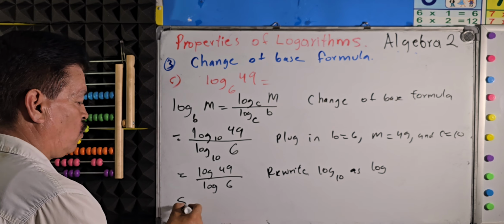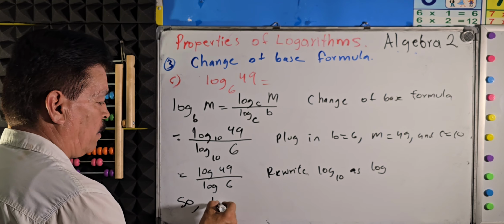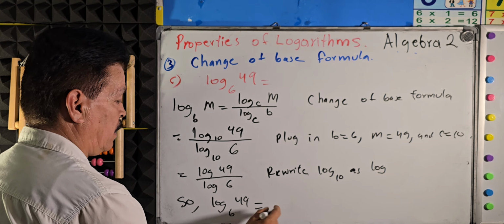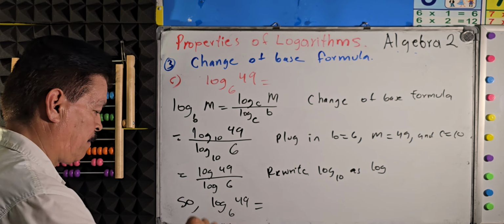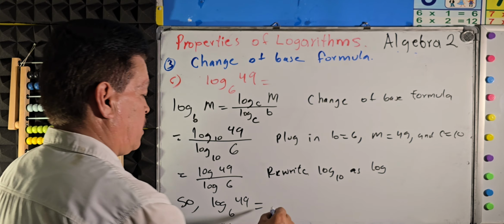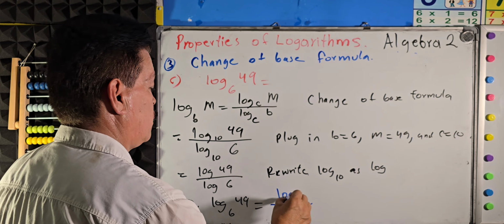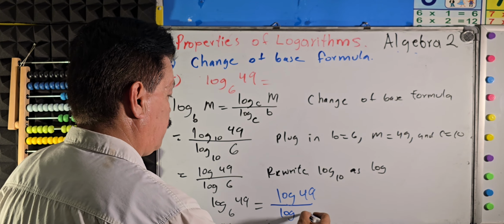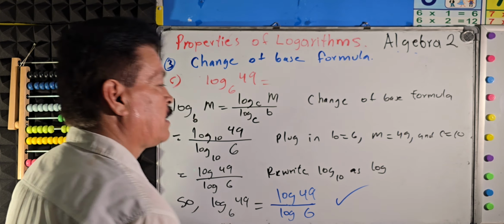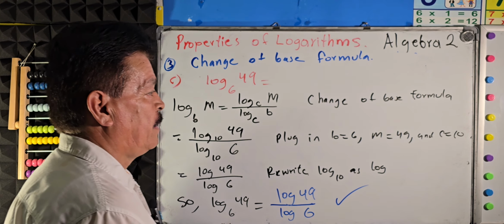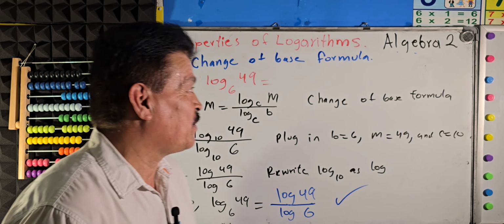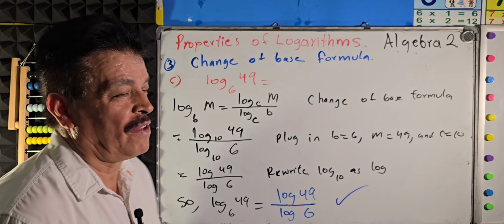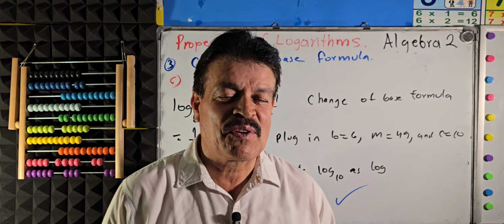Okay, our conclusion. We will have log of 49 with the base 6 equals log 49 divided by log of 6. That's our answer. So that's it for today. Algebra 2, very easy, very simple, and a great problem set on the properties of the logarithms. Thank you so much. I'm waiting for you in the next class.